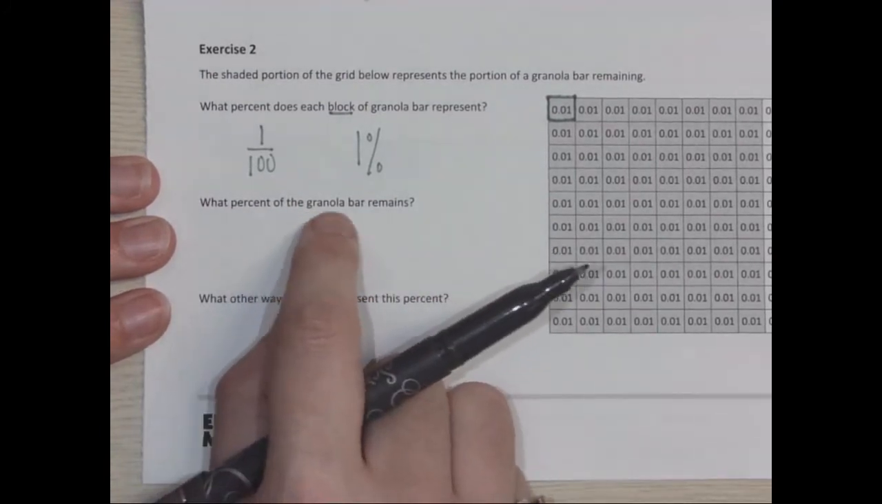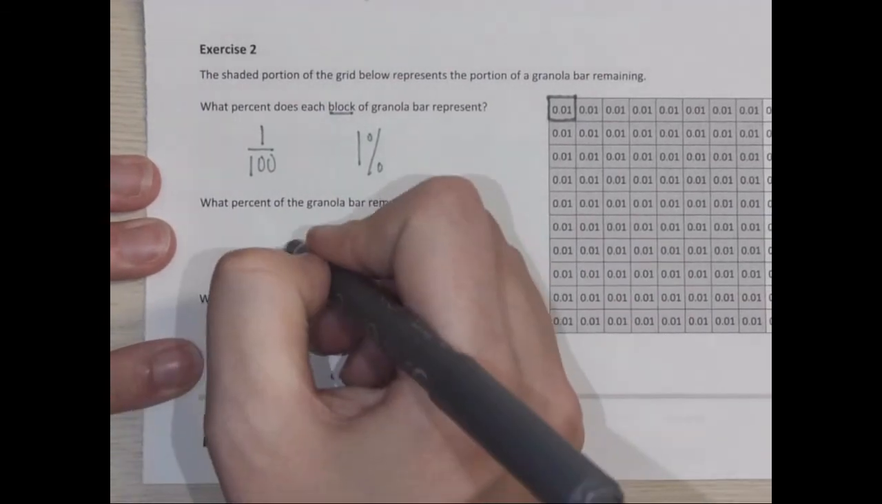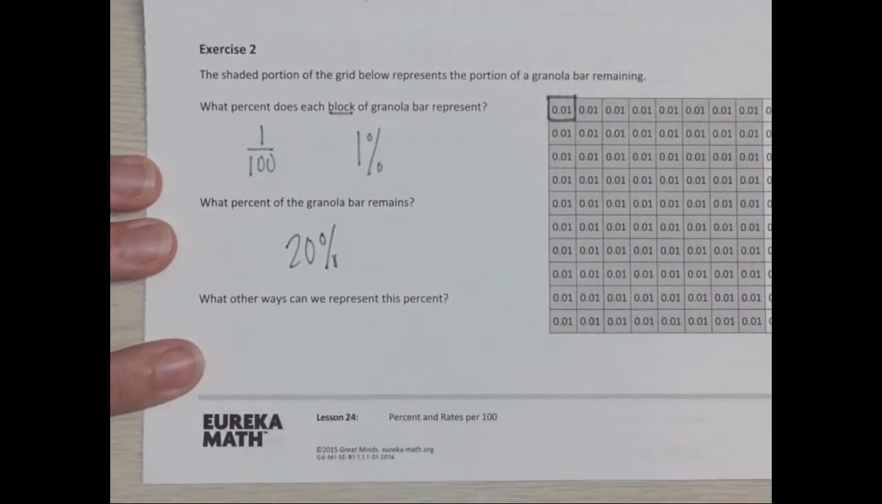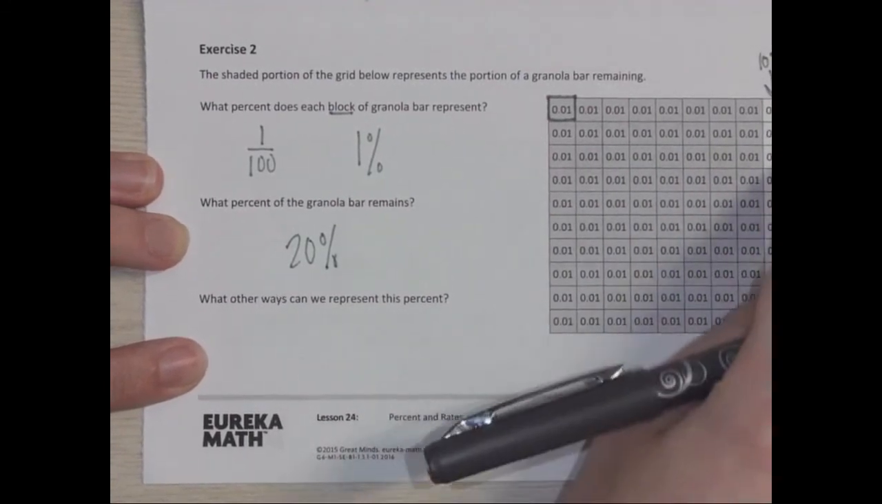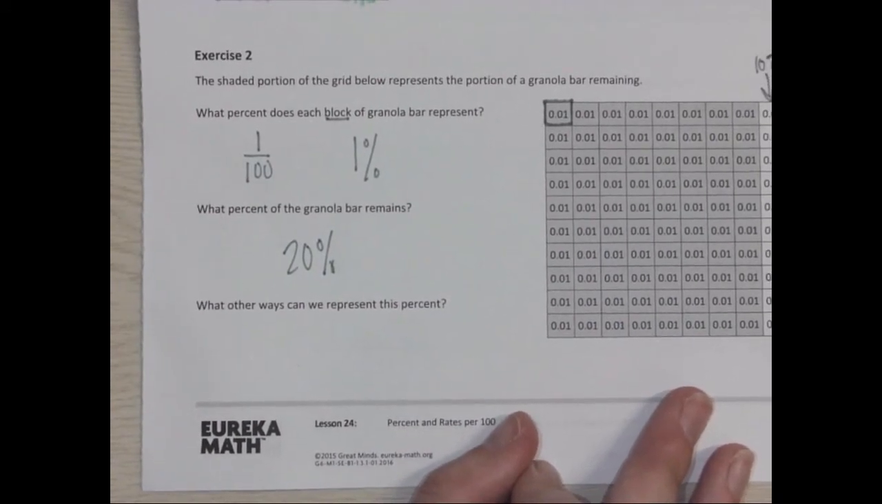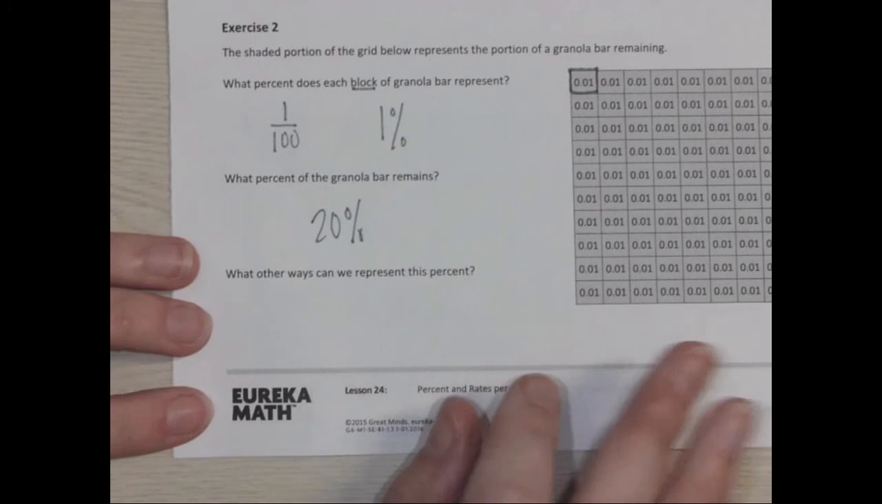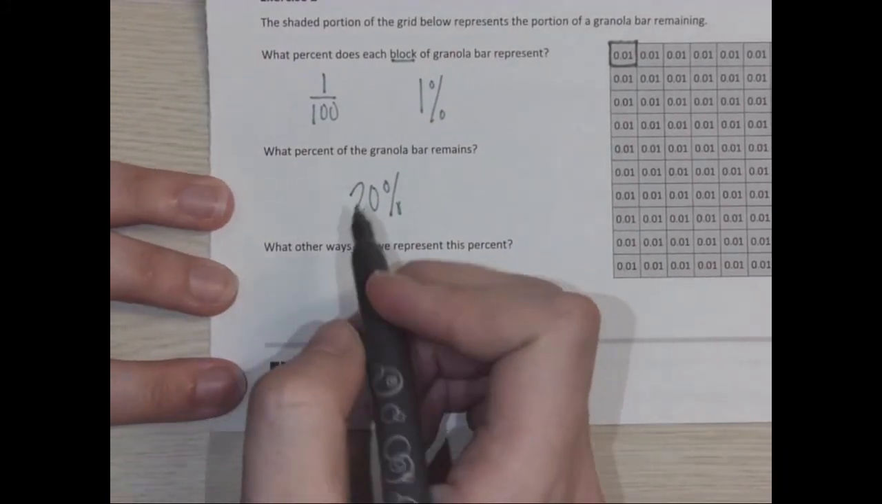So what percent of the granola bar is left? What part is unshaded? What percent, Dewey? 20%. Nice. And how did you know that so fast? Because 2 columns, and each column is 10%, so that's 20%. Nice, because each column is 10%. We just added 2 columns together and got 20%. What are some other ways we can write this 20%? Kalia.